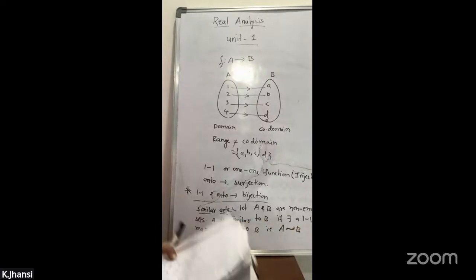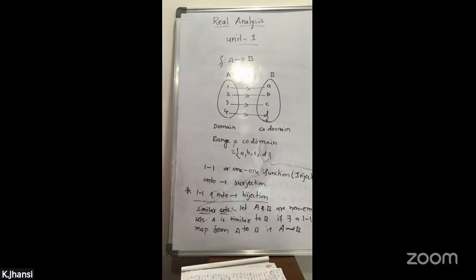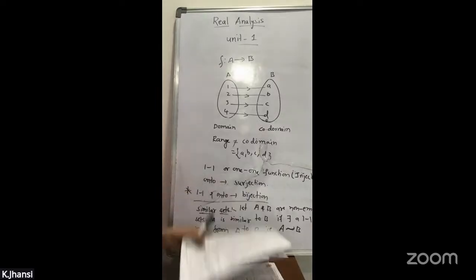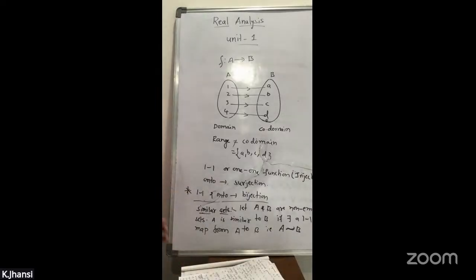Next, we have the definition of a finite set. A non-empty set is said to be finite if it is similar to Sn for some n belonging to N. So to know the concept of a countable set, we need the definition of similar sets, what a one-to-one function is, what an onto function is, and the finite set.